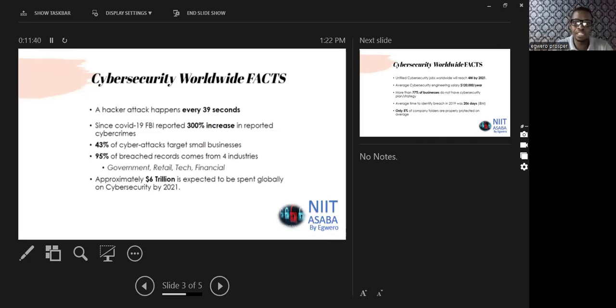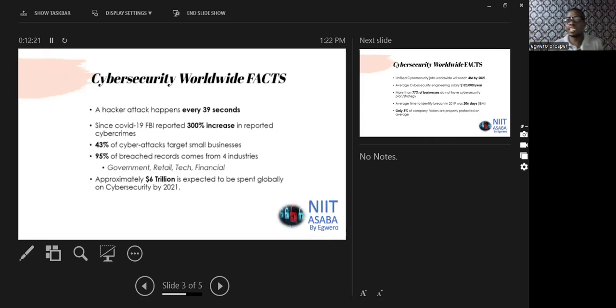Since COVID-19, the FBI, the Federal Bureau of Investigation, reported a 300% increase in security threats compared to prior to 2019. All of a sudden, after 2019, it increased almost three times what it used to be. Which means that has also created more job opportunities.